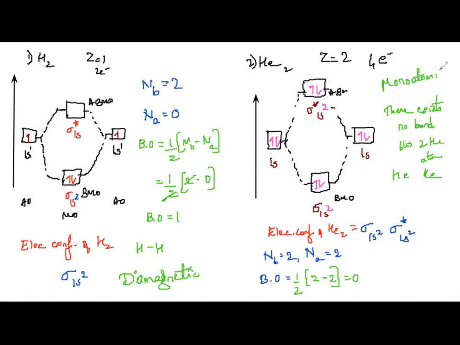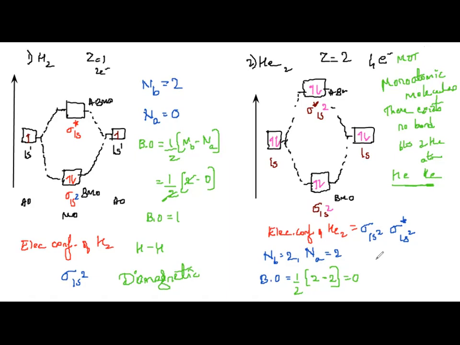Understood? In a few of our slides in the last videos, I was continuously saying noble gases are monoatomic molecules. That means they have independent existence as a molecule only, because bond order is 0. There is no bond between 2 helium atoms. And how do we explain it? We explain it by molecular orbital theory. So bond order is 0.